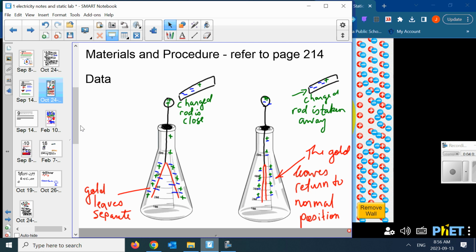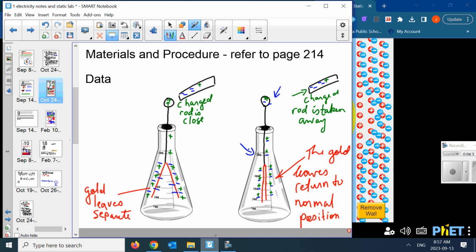These ones are silver leaves. The other year I had gold colored ones. So there it is. They separate, right? Before. This is your data. Your data is a diagram. This is your before. And then after you remove it, the charged rod is being taken away. The foil settles down, goes back to normal. You'll notice that the electrons are spread evenly throughout. So this is sort of a neutral thing.